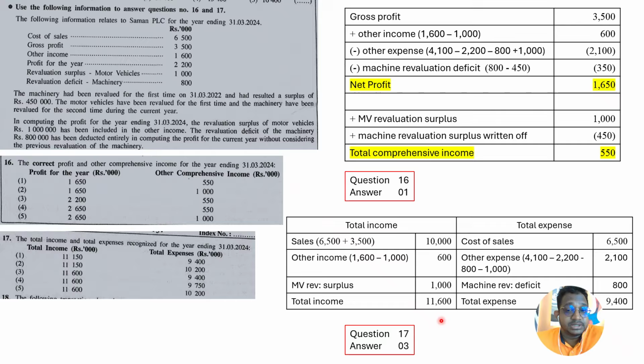And total expenses: cost of sales given directly, and other expenses I already adjusted here. And your machine revaluation total deficit is 800. So your total expenses is 9,400. I think this is the hardest question in 2024 in the MCQs. Okay.